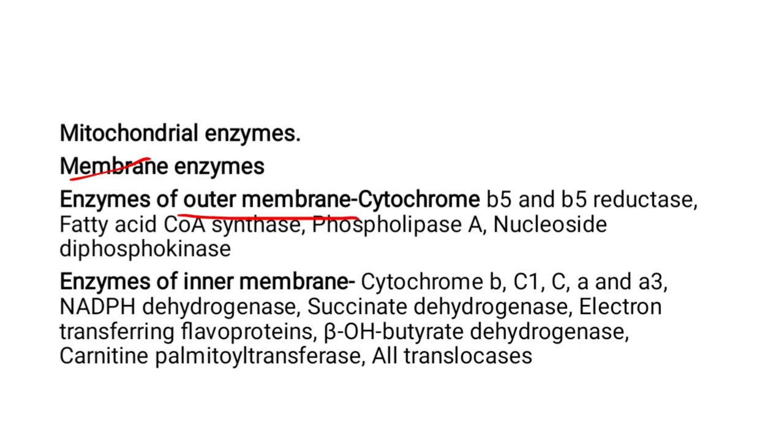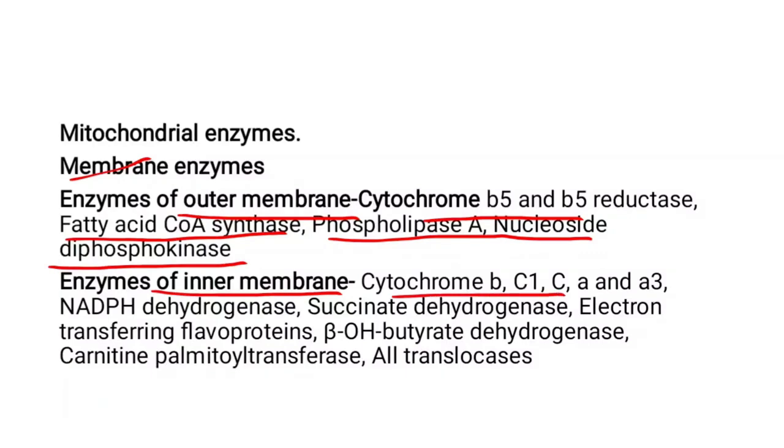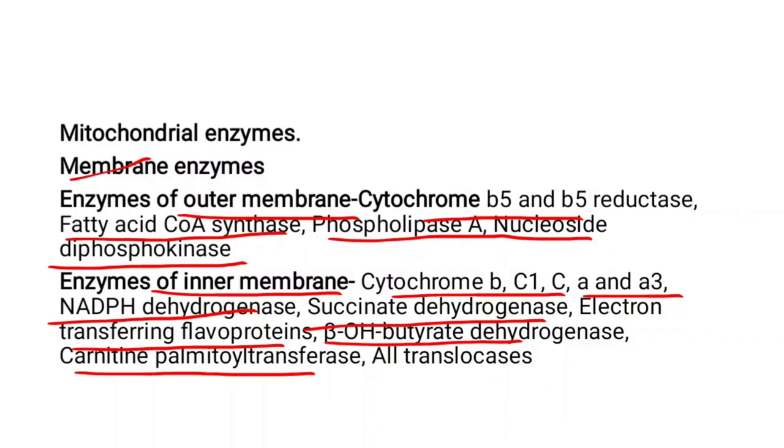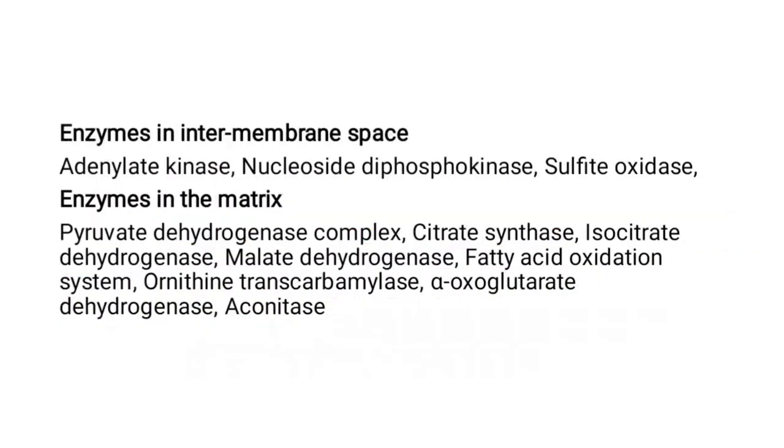Those of the outer membrane are cytochrome B5 and B5 reductase, fatty acid CoA synthase, phospholipase A, nucleoside diphosphokinase. Enzymes of the inner membrane are cytochrome B, C1, C, A and A3, NADPH dehydrogenase, succinate dehydrogenase, electron transferring flavoproteins, beta hydroxybutyrate dehydrogenase, carnitine palmitoyl transferase and all translocases.